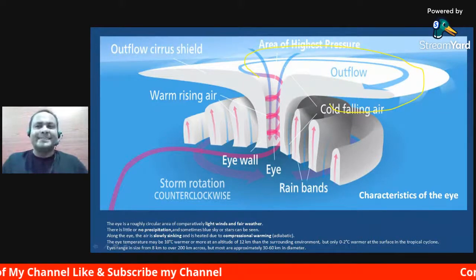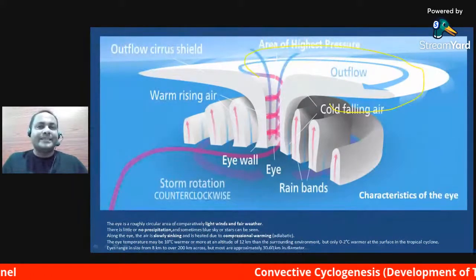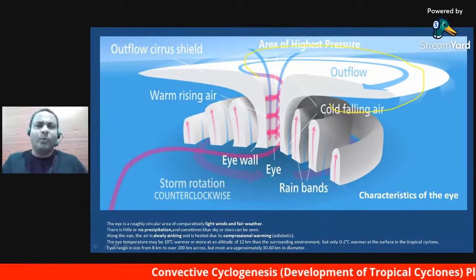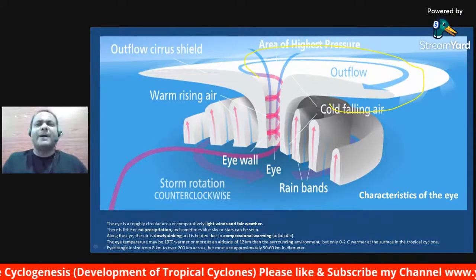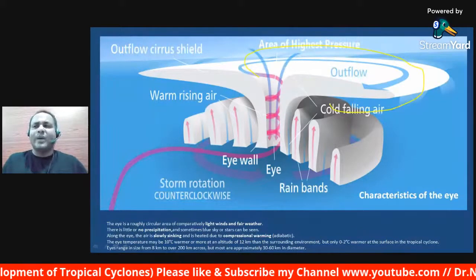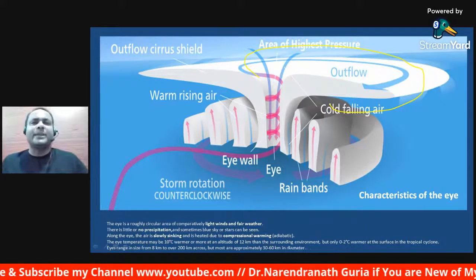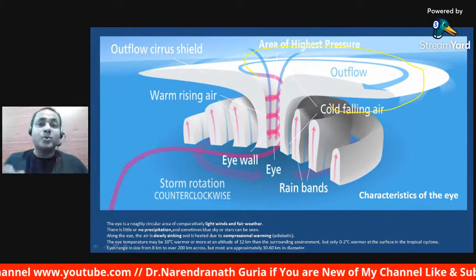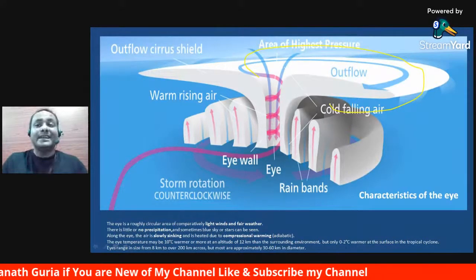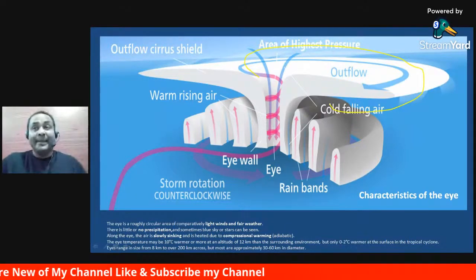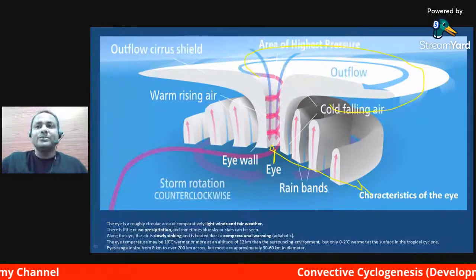Very interesting. And this is adiabatic basically. Don't forget, this is adiabatic, and the eye temperature may be 10 degrees centigrade warmer or more at an altitude of 12 km than the surrounding environment, but only 0 to 2 degrees centigrade warmer at the surface in the tropical cyclone. And the eye size ranges from 8 km to over 200 km across, but most are approximately 30 to 60 km in diameter.